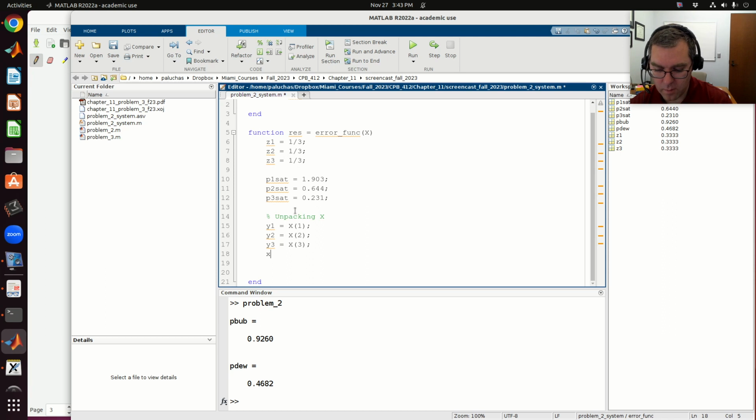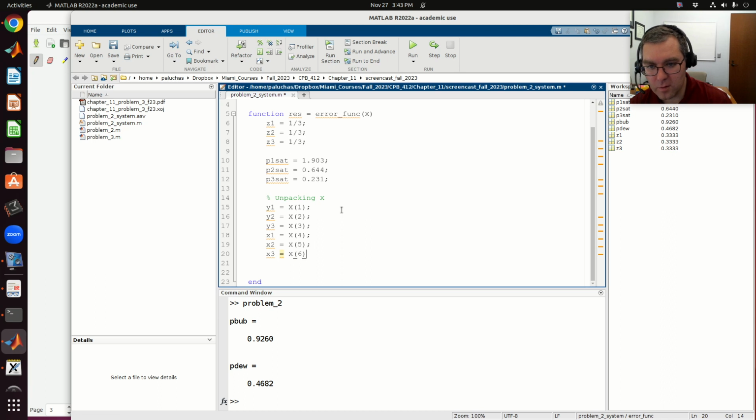And then I'll have x1's my fourth. x2 is my fifth variable I'm trying to solve for. It's been a while since I used fsolve, so hopefully I get this right. x3 my sixth. Then v over f, I'm just going to call v. Let's call it vf. vf will be my seventh. And then fraction liquid, lf will be my eighth.